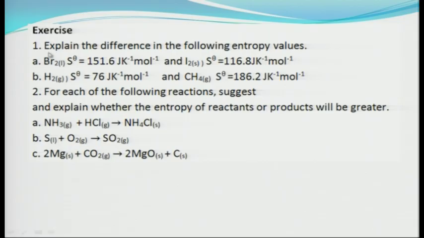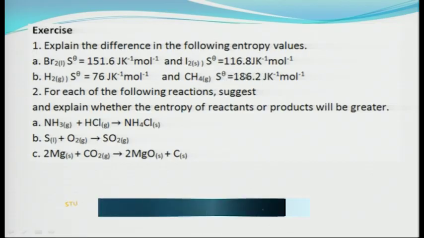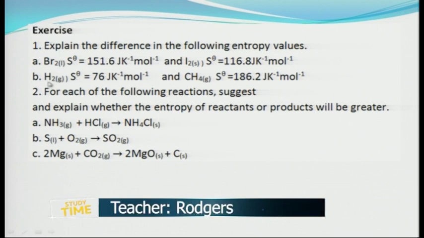Then, for example, hydrogen. Hydrogen has 76, and this one has 186. So again, there is a statement we have made. We have said the simpler ones. This is simple compared to this one. So you see this one has more hydrogen molecules, so it will have a higher entropy value compared to this one, which has only hydrogen.